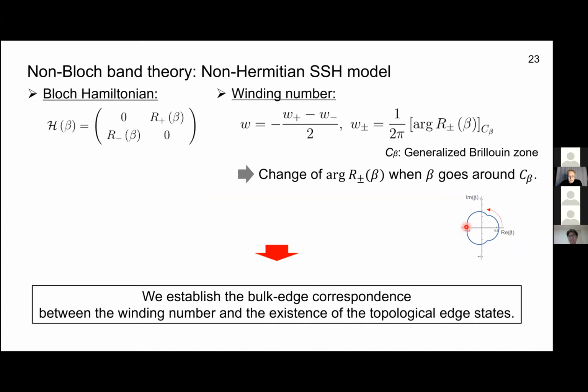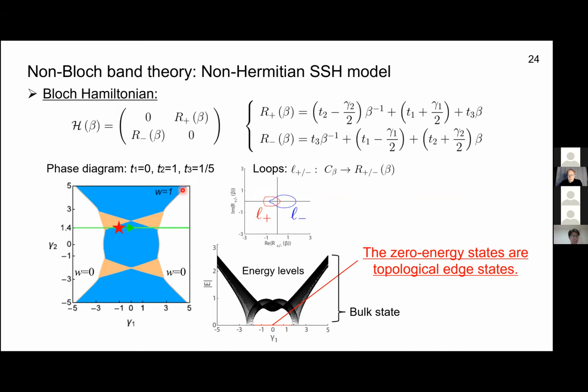And from this winding number, we can establish the Bloch correspondence between the winding number and the existence of the topological edge states. In fact, we can get the phase diagram in the non-Hermitian SSH model as this.